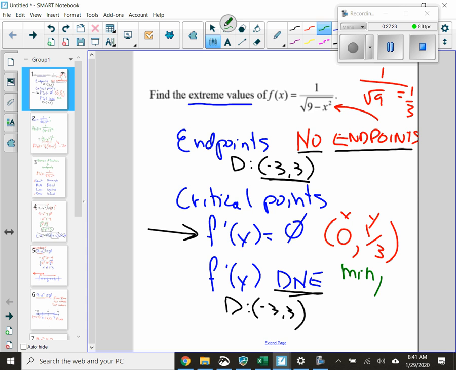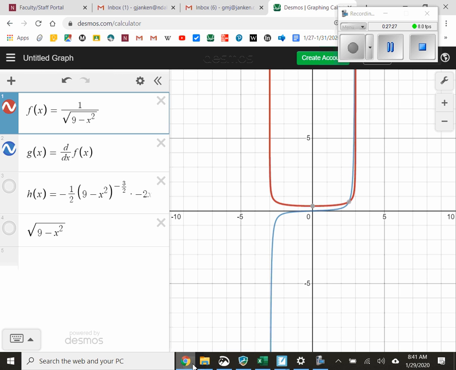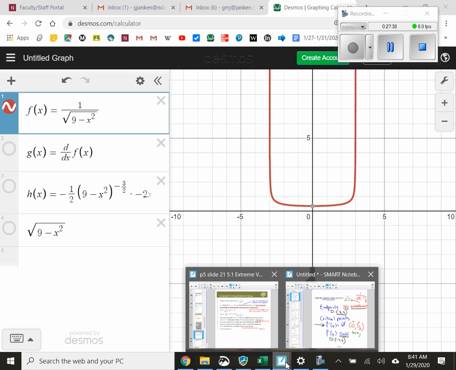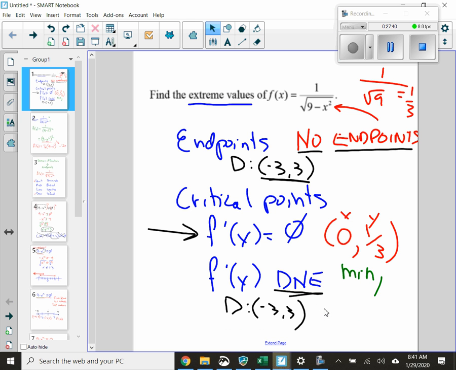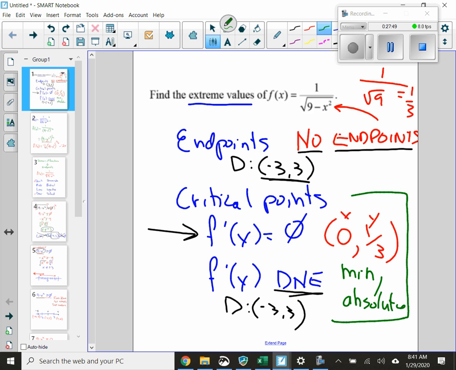And then looking at the graph, I can see that that is an absolute minimum. There's nothing else more minimum than that. So back to my problem. It's a minimum, and it's absolute. So that's that problem.